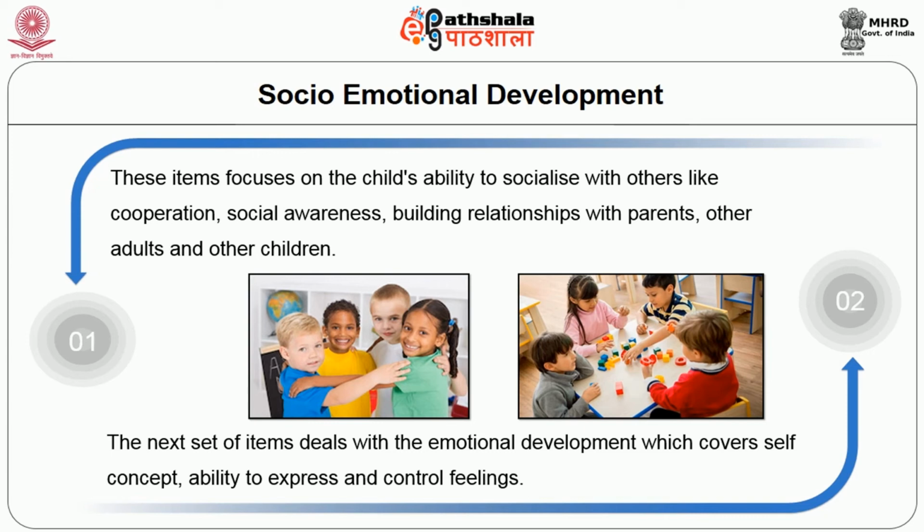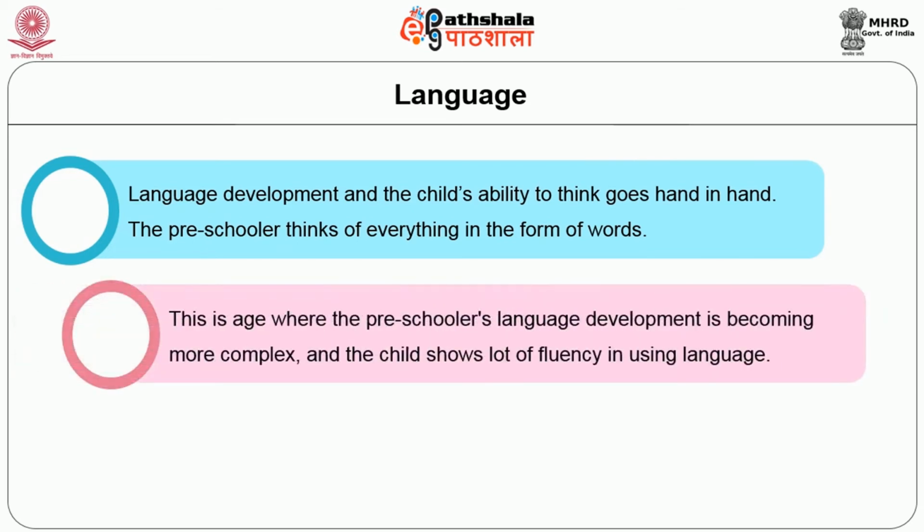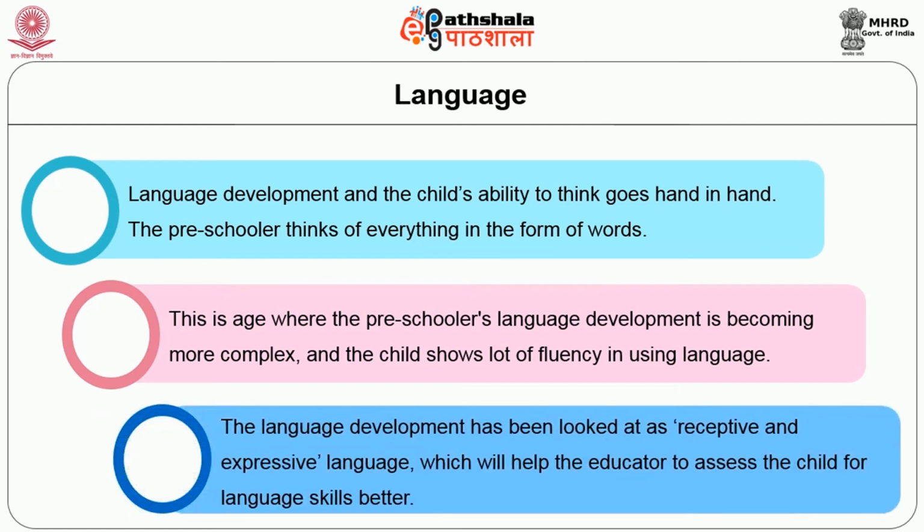Language development and the child's ability to think go hand in hand. The preschooler thinks of everything in the form of words. This is the age where the preschooler's language development is becoming more complex and the child shows a lot of fluency in using language. The language development has been looked at as receptive and expressive language, which will help the educator to assess the child for language skills better.